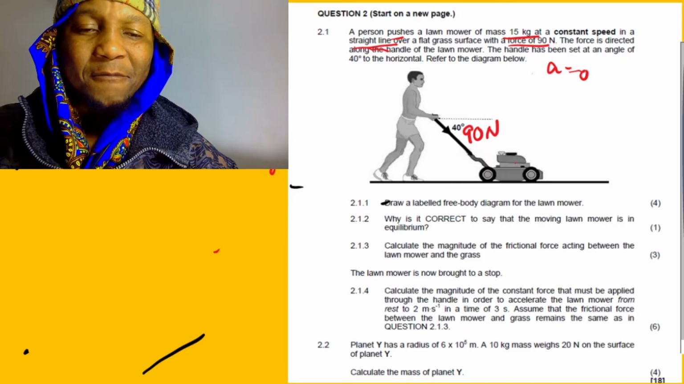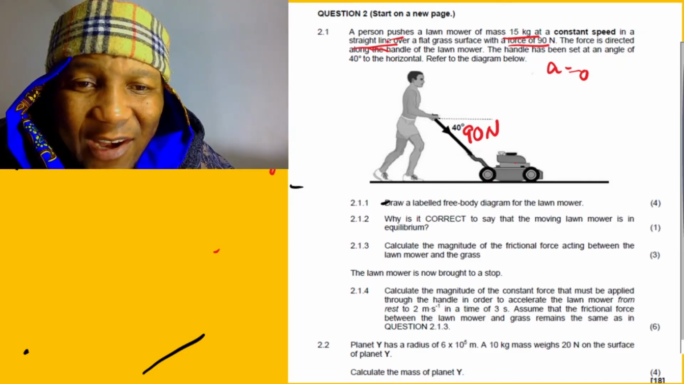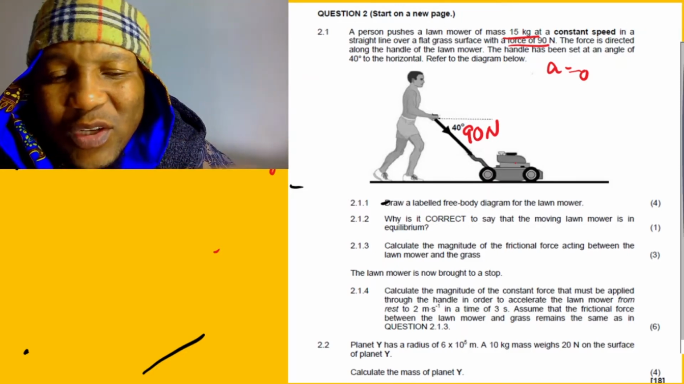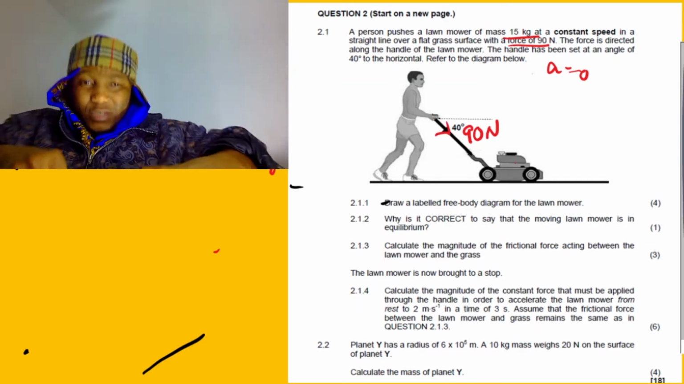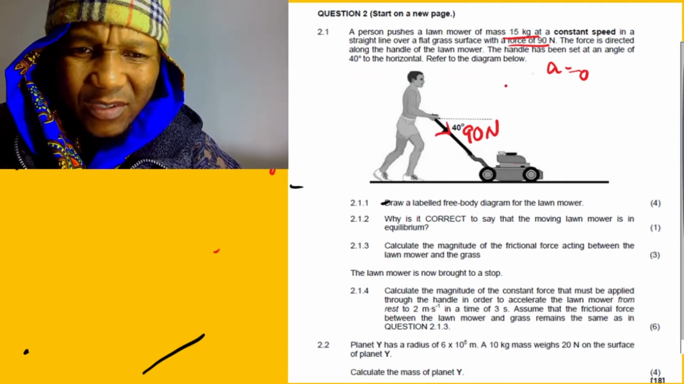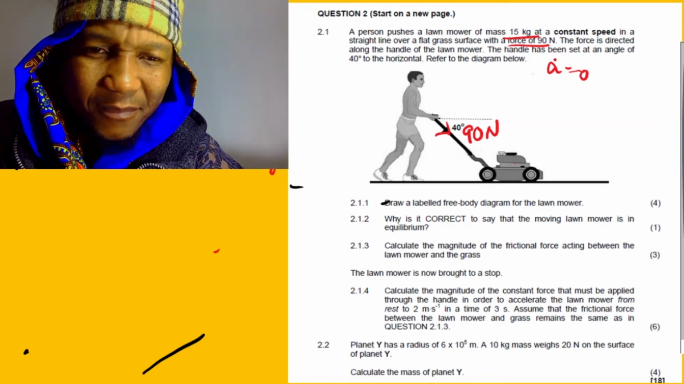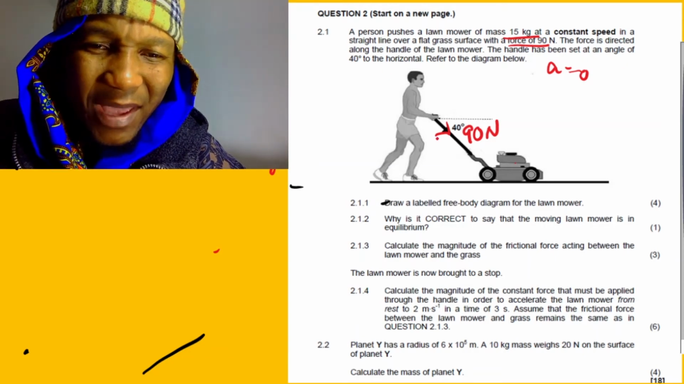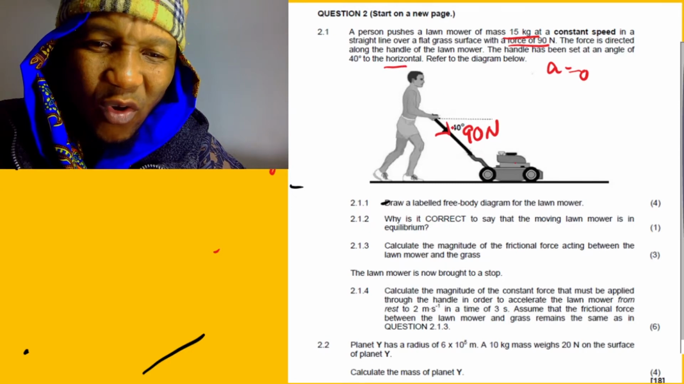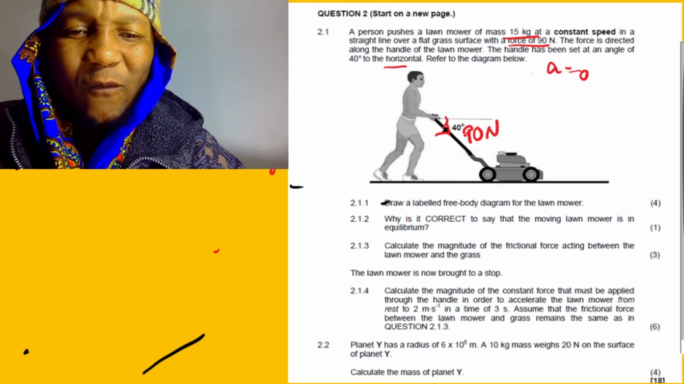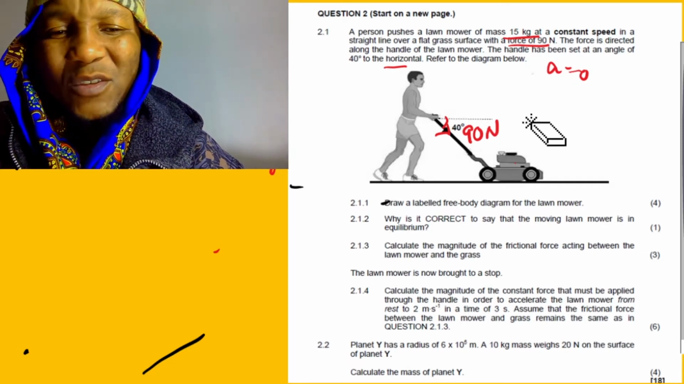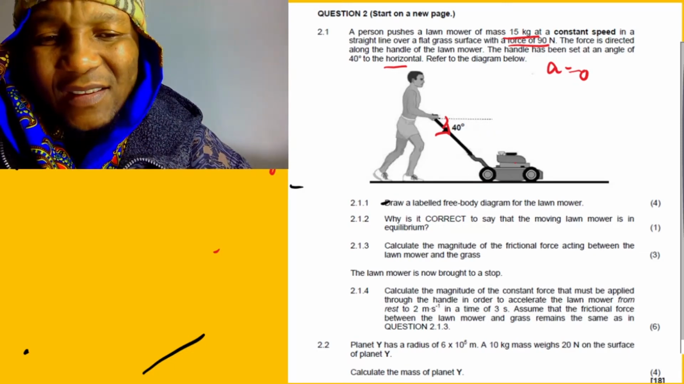And then what happened? They say this force is directed along the handle. You push. Now, what is the question? It makes an angle of 40 degrees to the horizontal. So the angle is 40 here, and this force equals 90 Newton. Let's write it underneath.